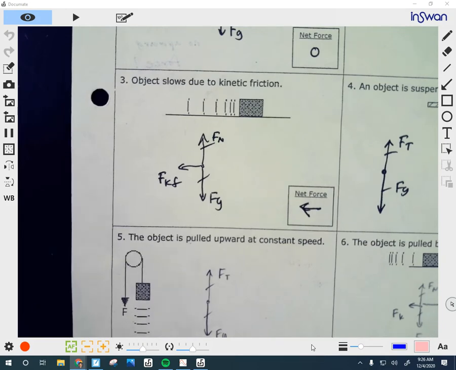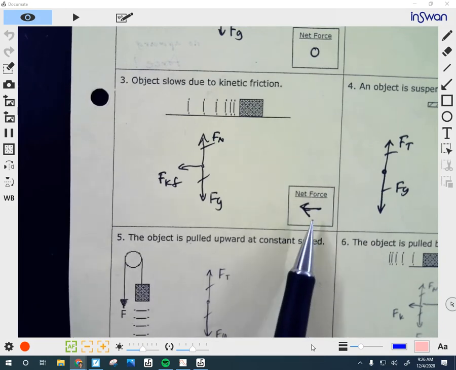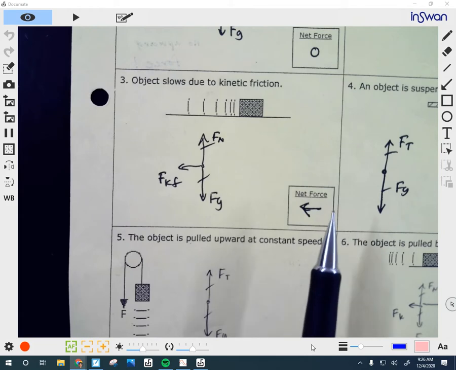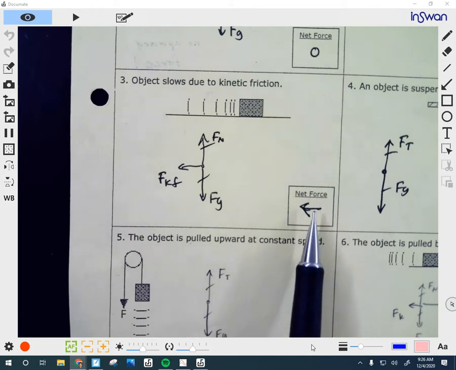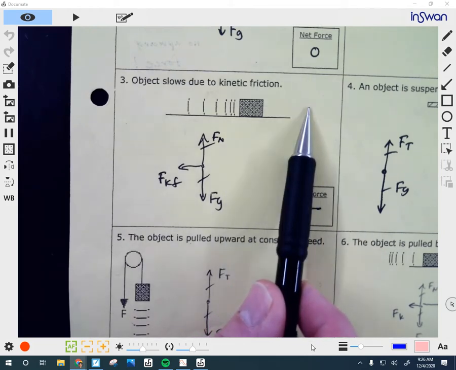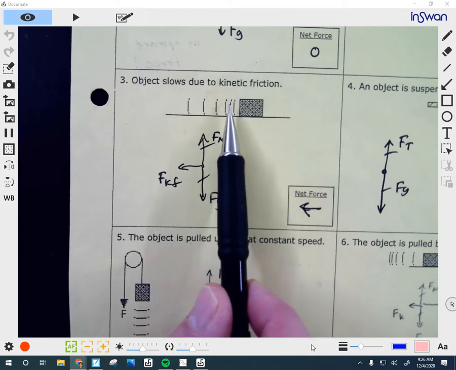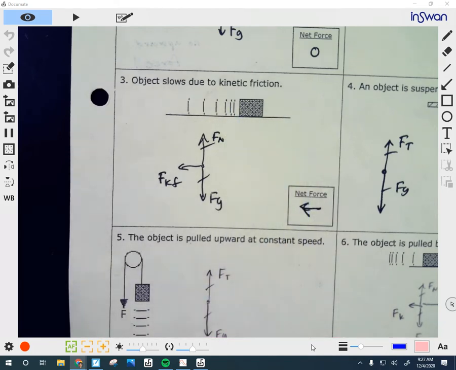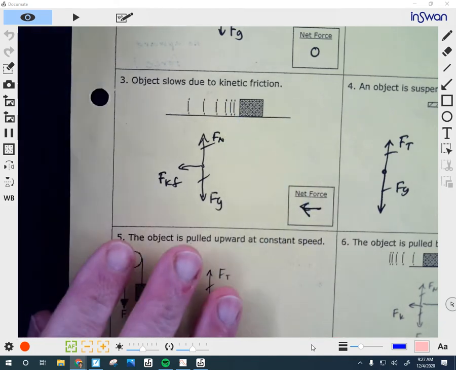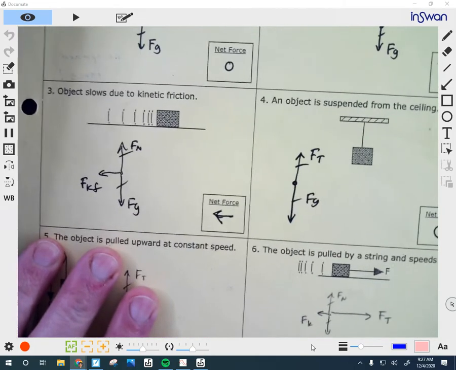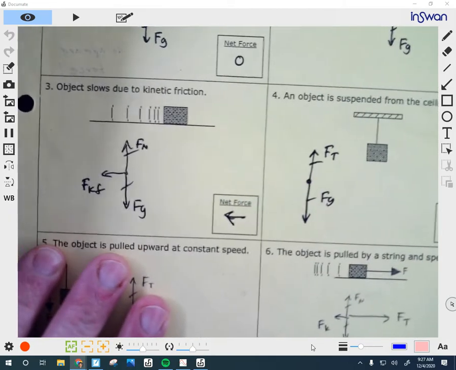So one thing that we'll learn going forward is that the direction of the net force, the direction of any unbalanced force, will also be the direction of the acceleration. So if this is moving with a velocity to the right but slowing down, the acceleration is to the left, and it's the net force that's causing that. All right, any questions on 3?